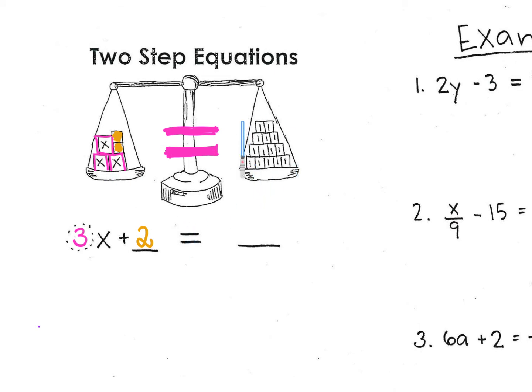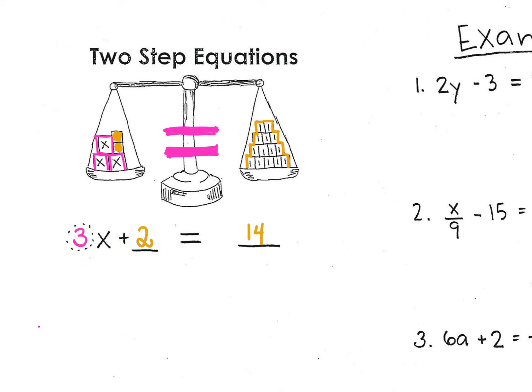And now we're going to look at the pan on the right. What I have right here, if you add all of these up, is 14 1's. You will notice that the x's and the 1's are different. We cannot combine them into anything further. It is just 3x plus 2.